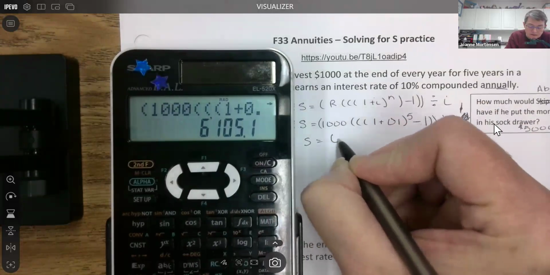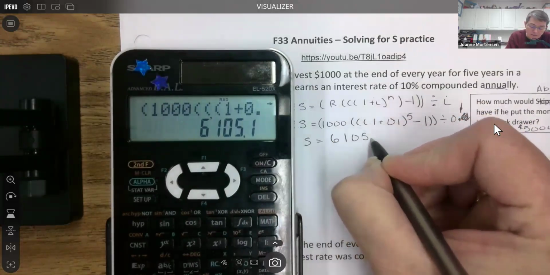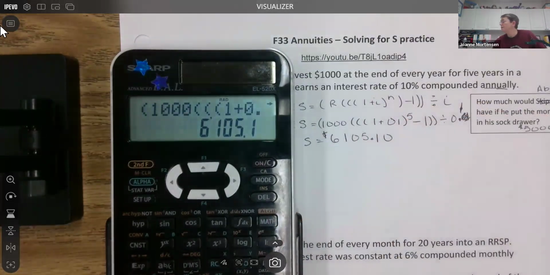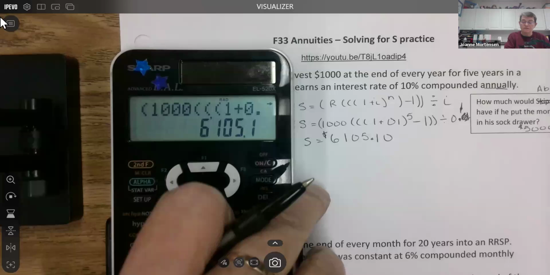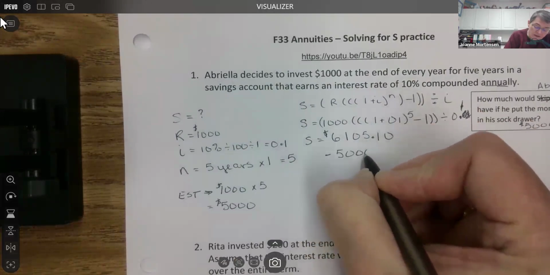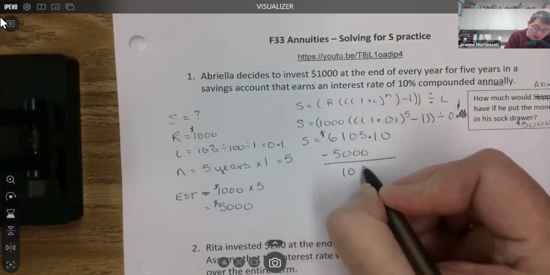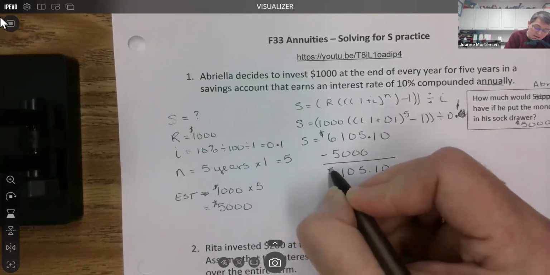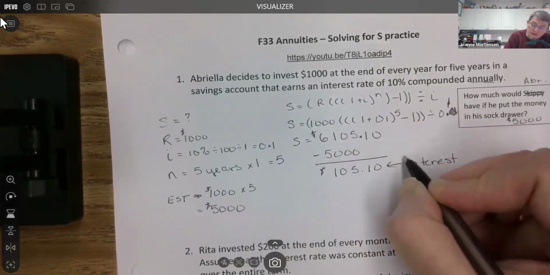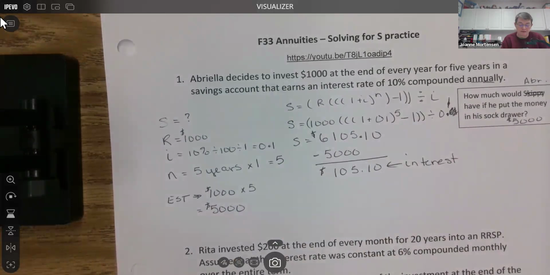S is equal to 6,105.10. I'm going to add that 0 right away. I'm going to make sure I don't have to redo the question. Yep. So if we wanted to know the interest, which isn't part of the question, I could take away 5,000 and I'd get 105.10. That's the amount of extra money she got by doing that.